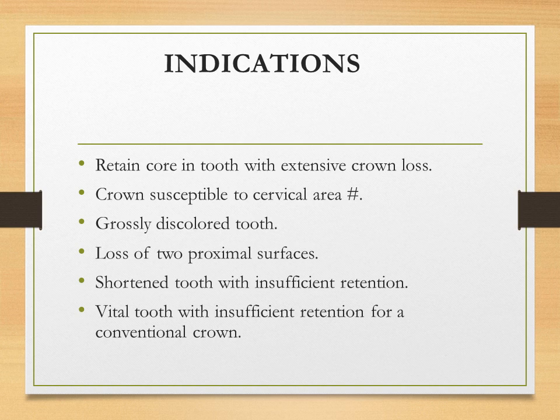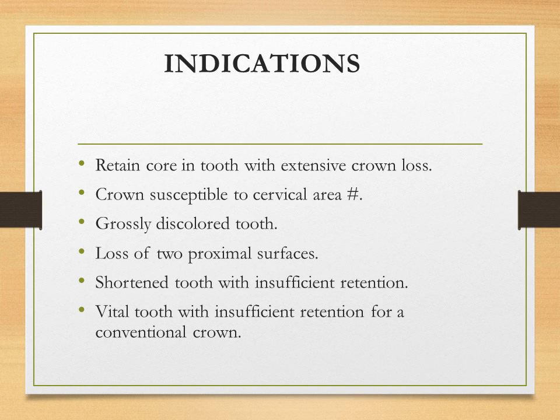And then when you have a crown which is susceptible to cervical fracture, cervical crown or a root fracture, it can be an indication for a post and core. A grossly discolored tooth in which more than 50% of the tooth structure is missing, in this case definitely yes, we do like to give post and cores. Loss of both the proximal surfaces. So let us assume that you are dealing with a molar or a premolar, and you have lost your mesial and your distal marginal ridges.